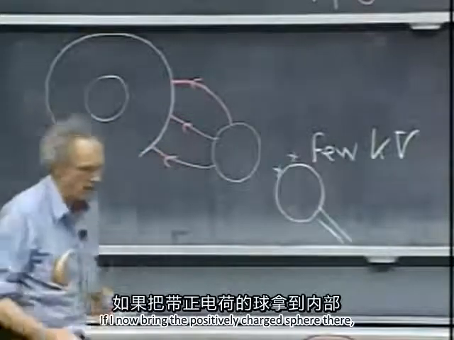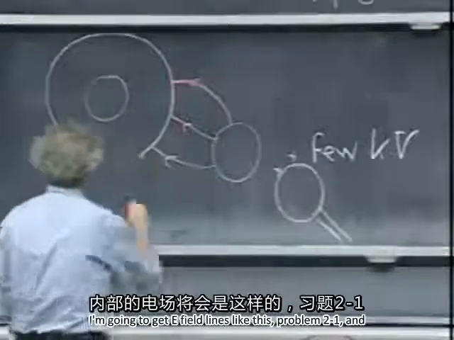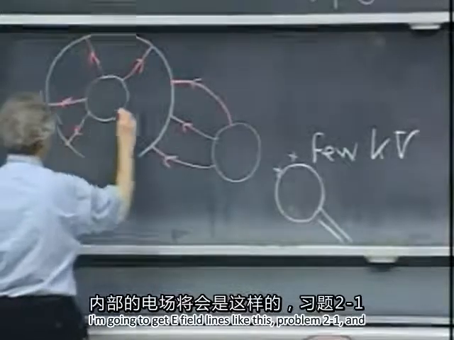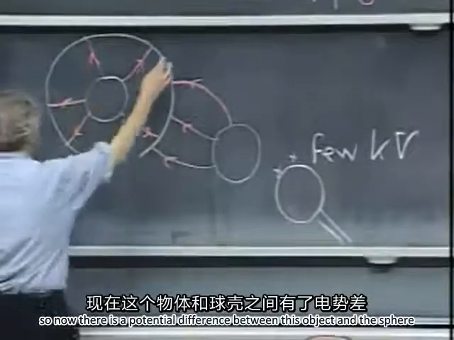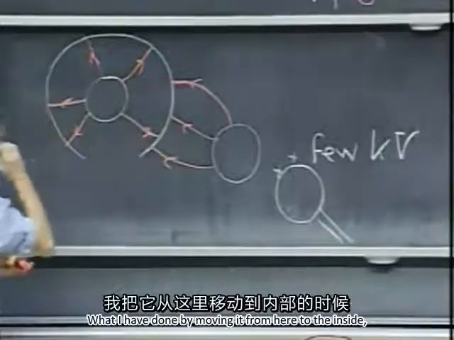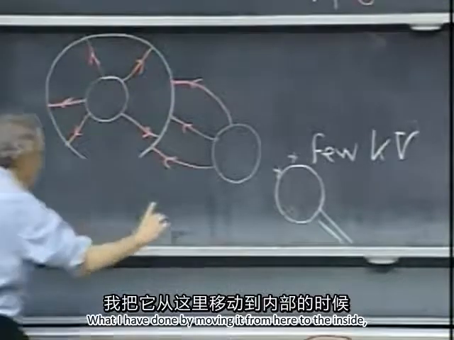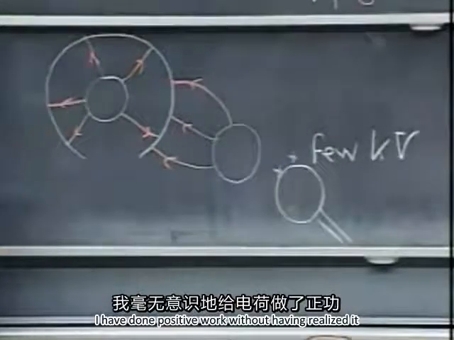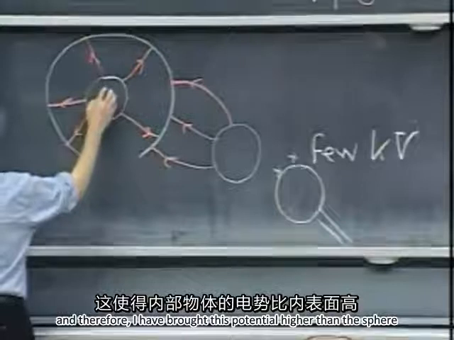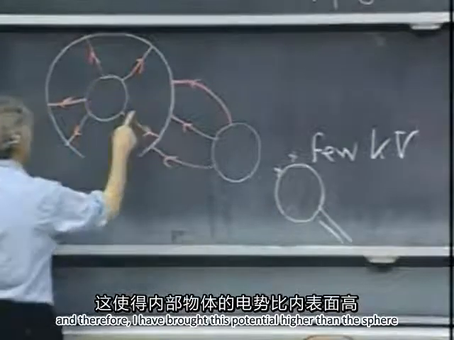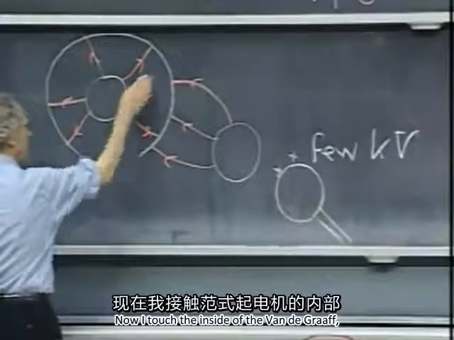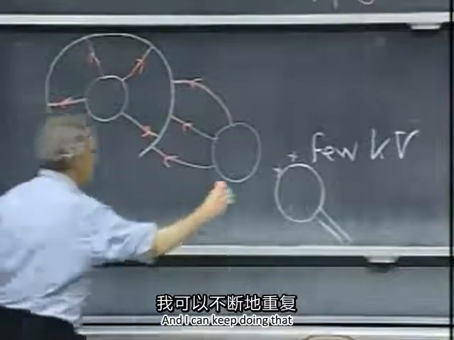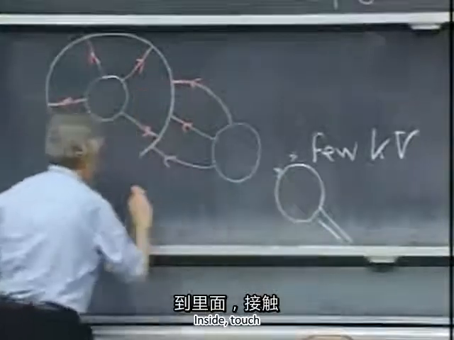If I now bring the charged sphere there, I'm going to get E field lines like this, problem 2-1. And so now there is a potential difference between this object and the sphere. What I have done, by moving it from here to the inside, I have done positive work without having realized it, and therefore I have brought this potential higher than the sphere. Now I touch the inside of the Van de Graaff, and now the charge will run on the outer shell. And I can keep doing that. Inside, touch. Inside, touch.